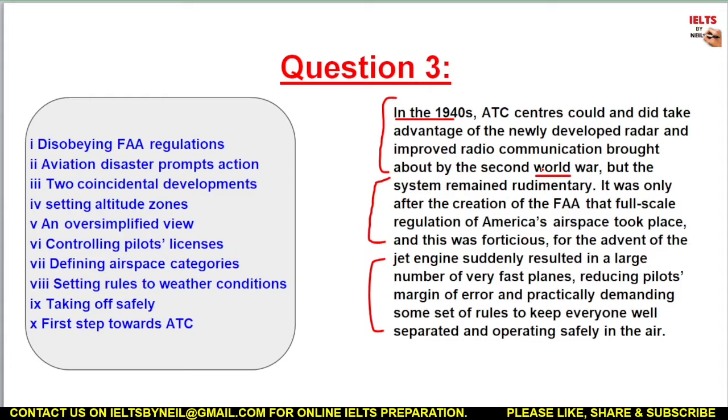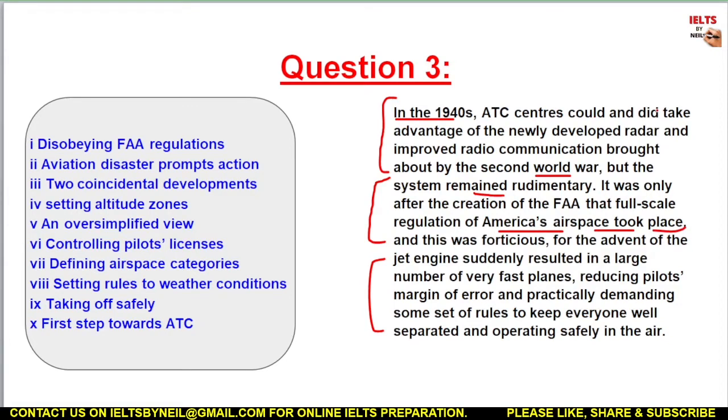And ATC centers took advantage of it in the 1940s, right? But the system remained rudimentary. Rudimentary means it's not working properly. It was only after the creation of the FAA that full-scale regulation of America's airspace took place.